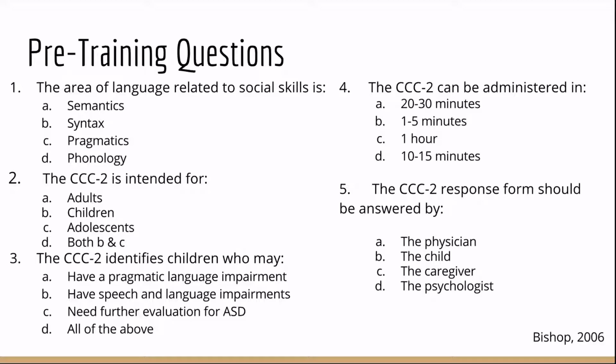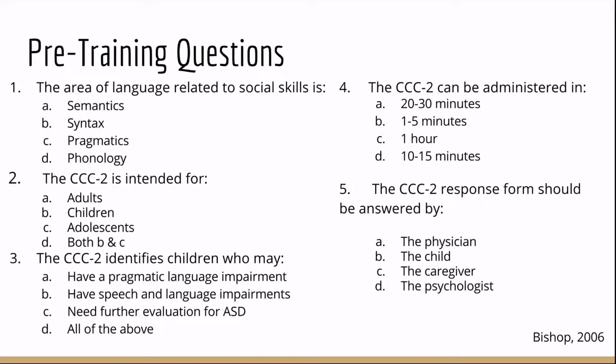Number 3. The CCC-2 identifies children who may A. Have a pragmatic language impairment, B. Have speech and language impairments, C. Need further evaluation for autism spectrum disorders, or D. All of the above.